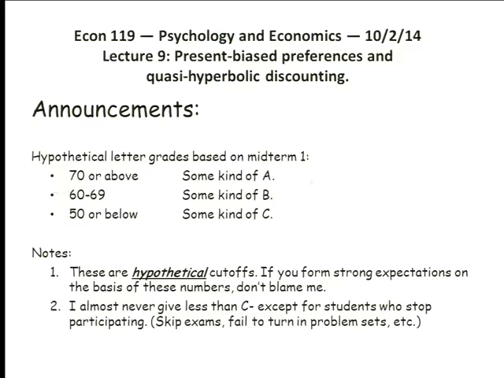So this is the distribution. Remember, this is out of 80. If you get a 70 or above, some kind of A, 60 to 69, some kind of B, and below 60, some kind of C. Let me now be really clear about something. These are hypothetical cutoffs, right? They're based on a single exam. They're based on sort of a loose examination on my part of the distribution. This is rough. I want you to have a very rough idea of where you're at so that you have some notion of whether you're studying hard enough, not hard enough, etc.